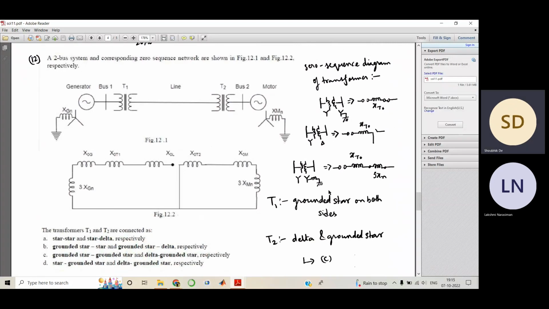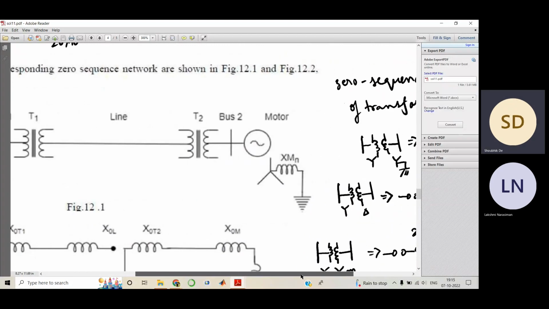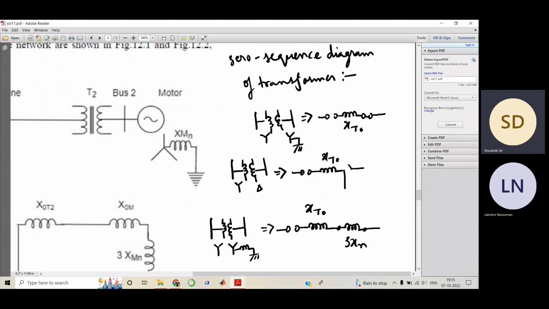So I have drawn here. I hope you can clearly see that. Let me zoom into this so that you can see it more clearly. Here I have considered three configurations. This is a transformer in a power system network where the left hand side is star connected with no neutral grounding, and on the other side we have a star connection with solid grounding.